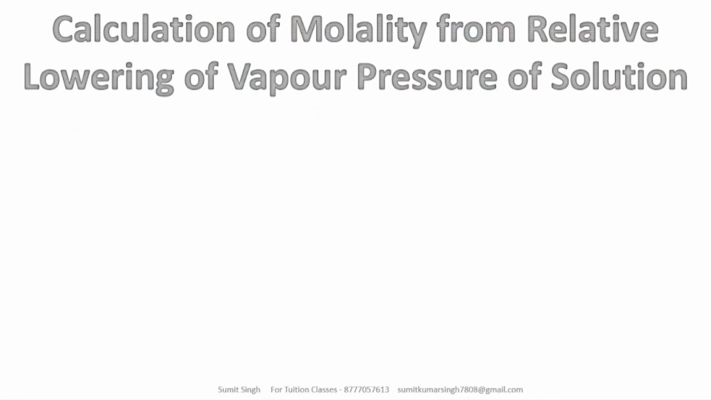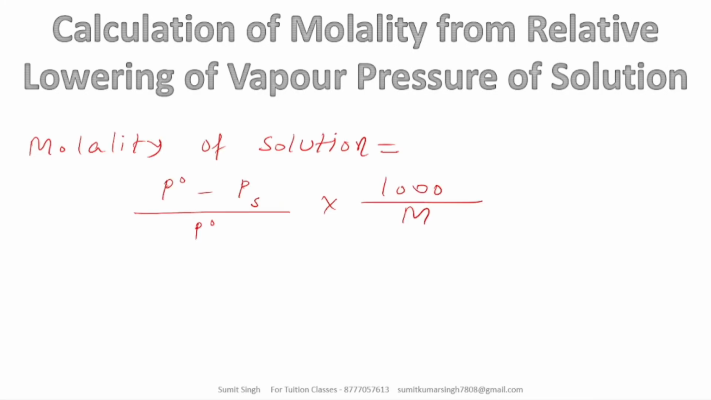So the question is how we can calculate the molality from the relative lowering of the vapor pressure of the solution. Of course, we will use the formula: P naught minus PS divided by P naught equals molality times M divided by 1000, where capital M is the molar mass of the solvent here.